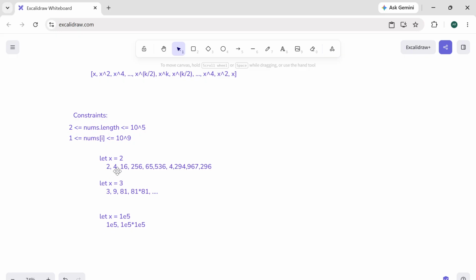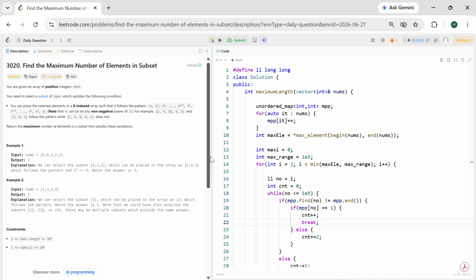So I hope it is clear to you, right? This is a very important thing to understand in this question. The rest of the part is implementation. So once you have a clear idea of this, I hope this question is pretty easy to solve. So now let's have a look at the code.